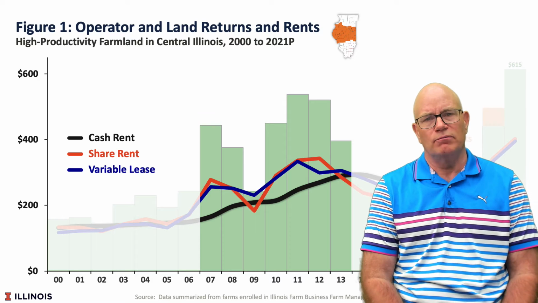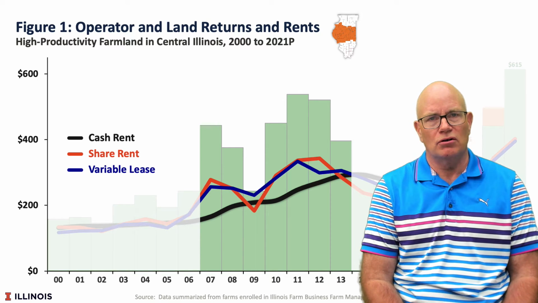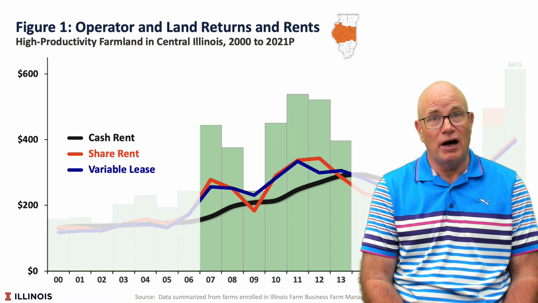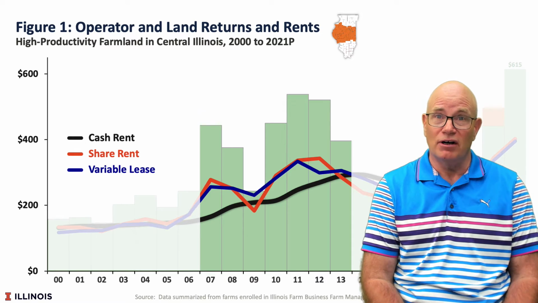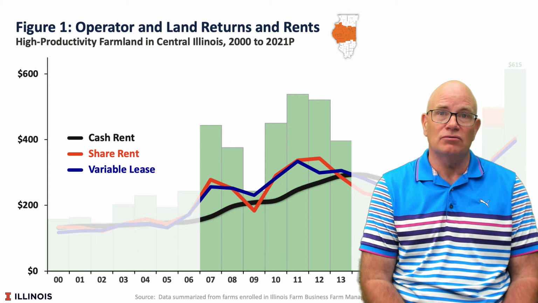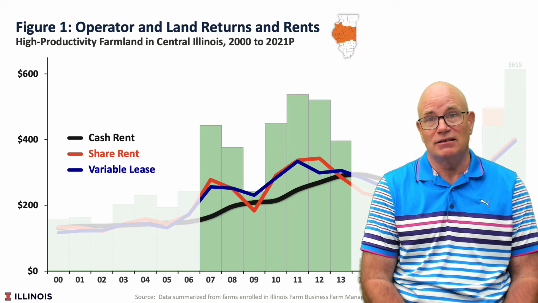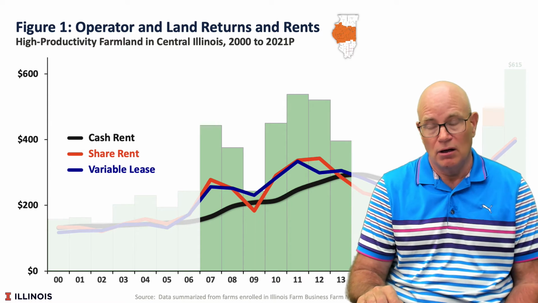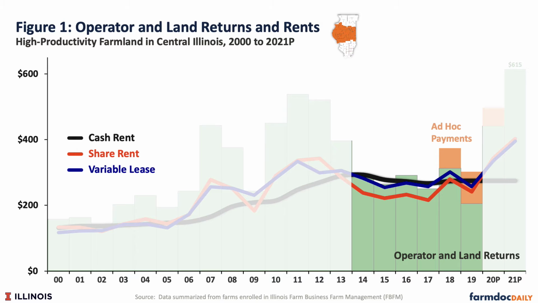During that period from 2007 through 2013, share rents typically were higher than cash rents, and so were variable rents. During that entire period, cash rents were rising, but they still lagged behind share rent and variable rents. We then moved to the period from 2014 to 2019.